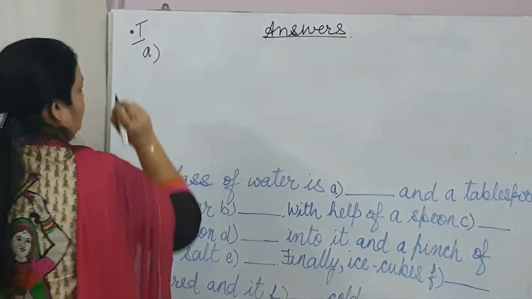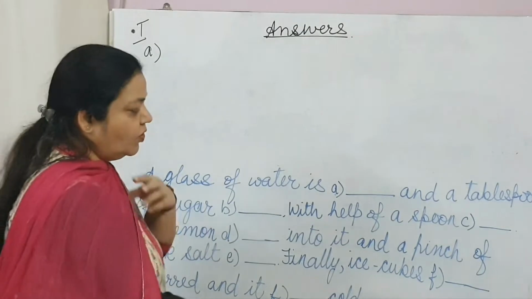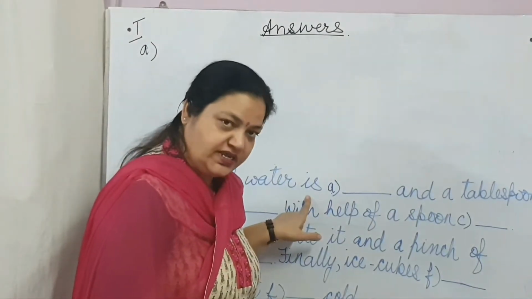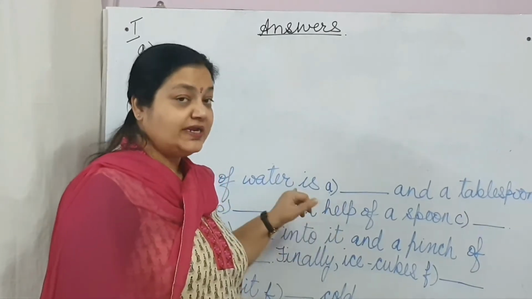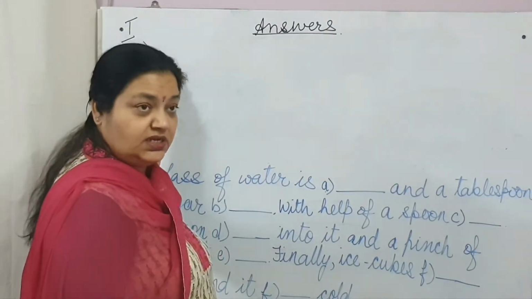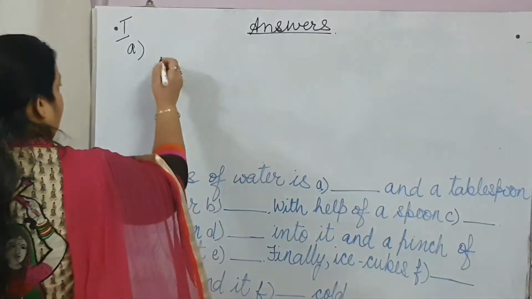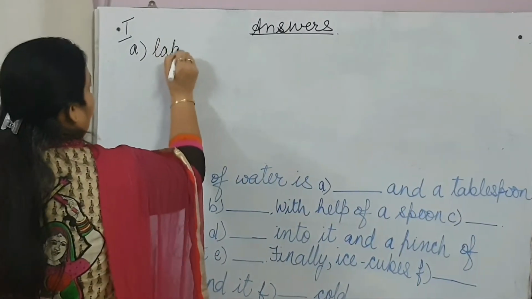A glass of water is... Now here, children, "is" is already given. So we will not write "is" there with the answer. We will write just the third form of the verb, that is, "taken," for the first blank.